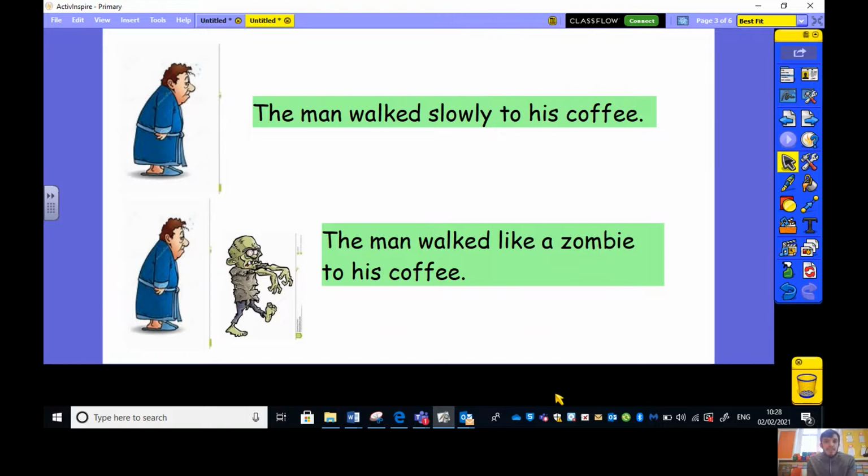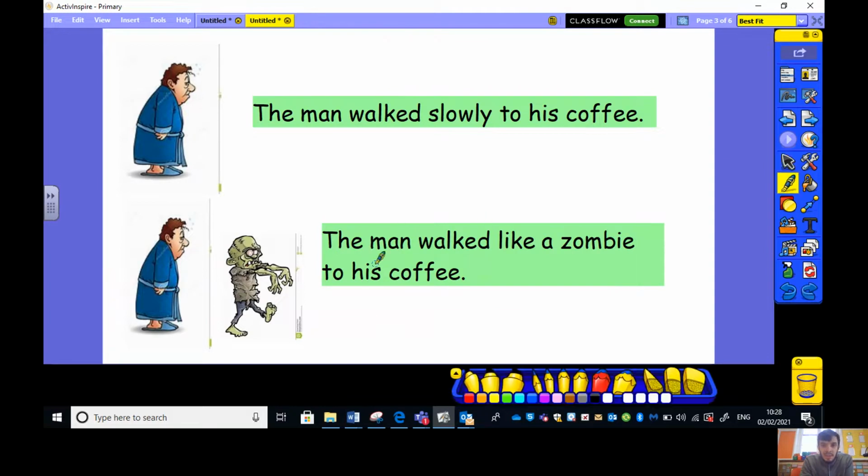What do you picture when you say the man walked like a zombie to his coffee? You're picturing a man walking really slowly, so small steps maybe as he walks down to the kitchen. So rather than saying he walked really slowly, I've said the man walked like a zombie. I've compared the man to a zombie using the word like. Maybe I could have said the man walked as slowly as a zombie to his morning coffee. Okay, so used as there.